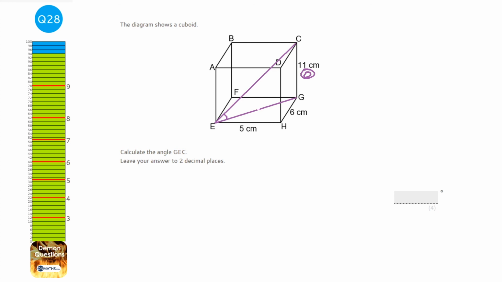But the adjacent at the bottom could be quite easy to find, because if you have a look at the right angle triangle here, we have two of the lengths. We've got the 5 and the 6, and we're looking for the third. Because it's a cuboid, we know that that's a right angle there. So the first thing I would do to start this question off is just copy down the triangle that we've got at the bottom.